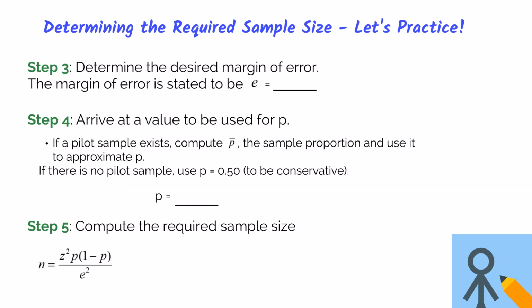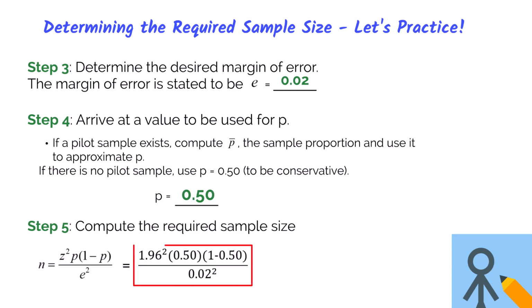Then in step 3, we want to make sure we identify the margin of error in the story. We were told that they wanted a 0.02 margin of error. Now in step 4, if a pilot sample exists, then you compute the sample proportion and use it to approximate the population proportion. If no pilot sample exists and we cannot reasonably estimate the population proportion, we use 0.50 as a conservative estimate. So in this problem, no pilot sample exists, so we'll use 0.50.